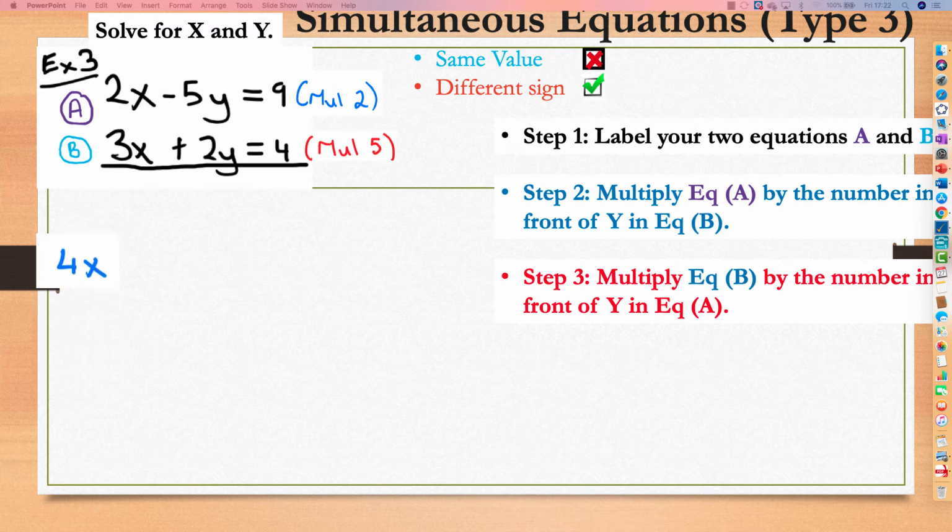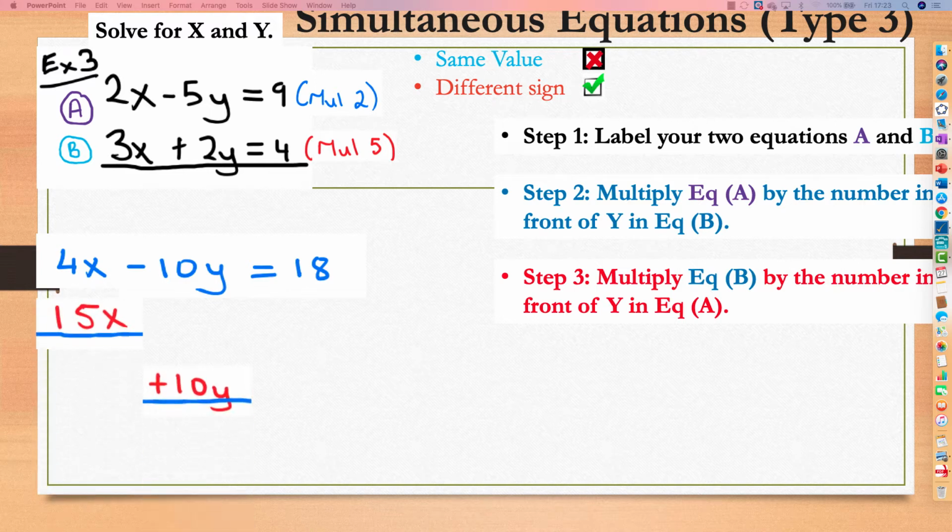So 2 times 2x is 4x. 2 times minus 5y is minus 10y. 2 times 9 is 18. 5 times 3x is 15x. 5 times 2y is 10y. 5 times 4 is 20. And then everything is the exact same. It's just how you start. It's all about how you start these questions.